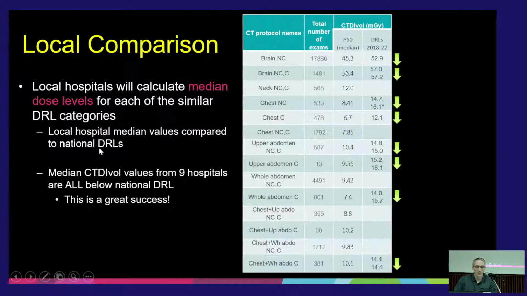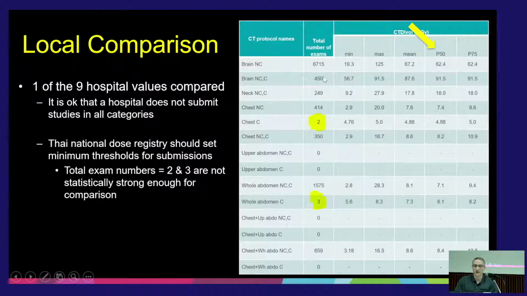So this is great success. Then the question would be, where do we go from here? And we're going to address that in a second. But what now? That's just kind of the total data.